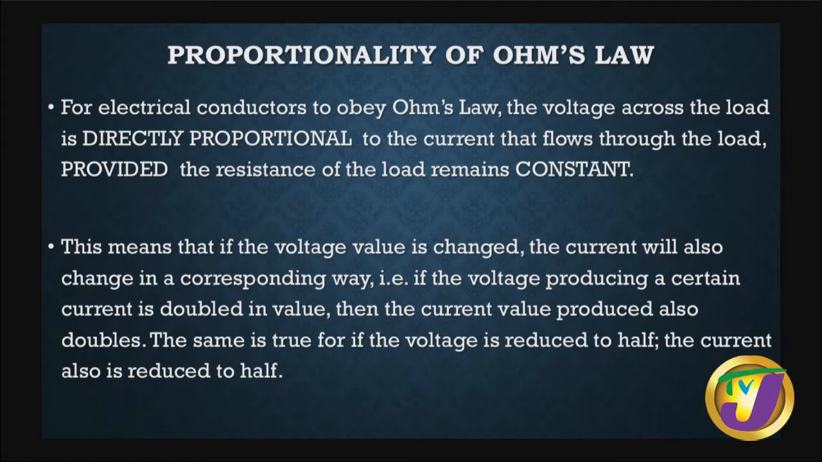Continuing, the same is true if you reduce the voltage by half. The current will also reduce by half. So the same example, 2 volts produces 0.5 amperes. If you reduce the voltage by half, going to 1 volt, then that current value of 0.5 amperes should also reduce by half to 0.25.